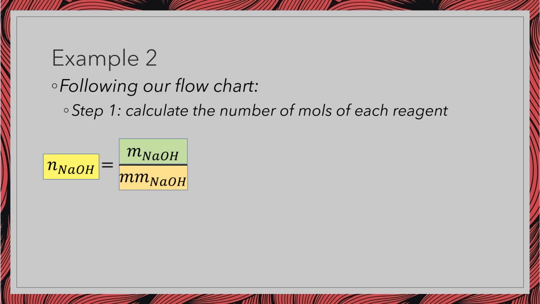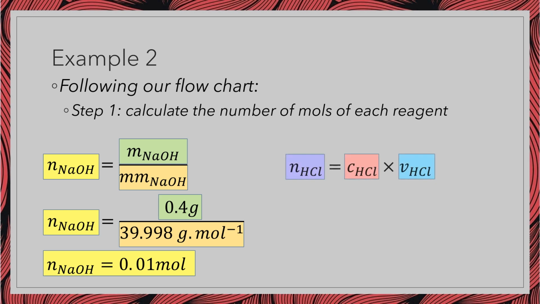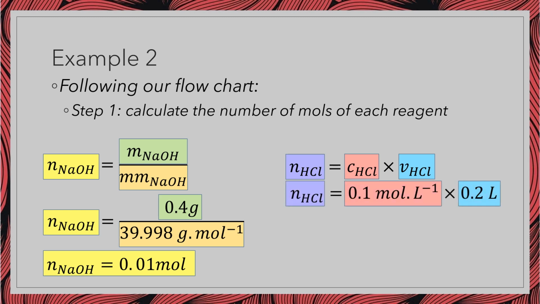Moles of sodium hydroxide: we have 0.4 grams over the molar mass, which is 39.998, which gives us 0.01 moles. That is rounded. Pretty sure it gives you something like 0.010001, slightly more than 0.01, but we'll round it to that for now. Number of moles of HCl: we don't have a mass of HCl, but we have a concentration and volume. So we multiply those together, which gives us 0.02 moles.